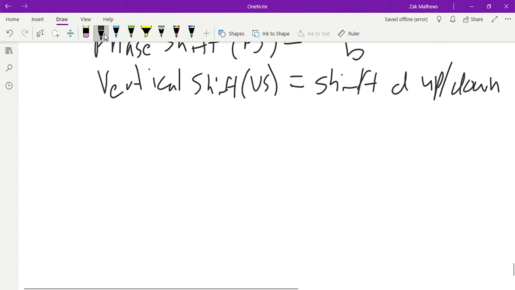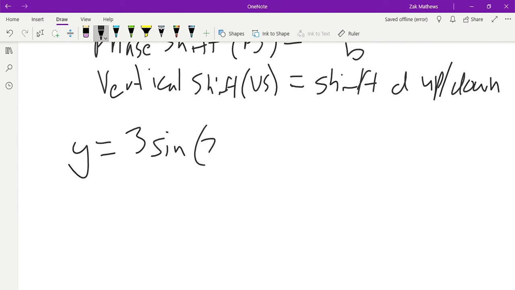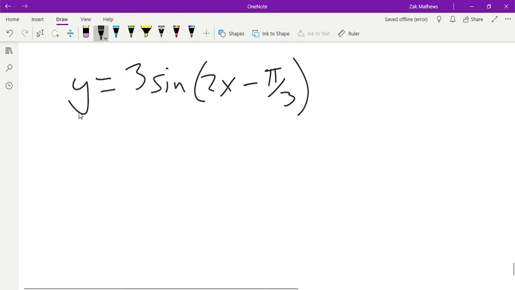Let's take an example. Let's take the equation y is equal to 3 sine 2x minus pi over 3. So we got a lot of different aspects here. Let's just start by defining it all first. I think that's the easiest thing to do. Pick out all your elements before you ever try to do the graph.